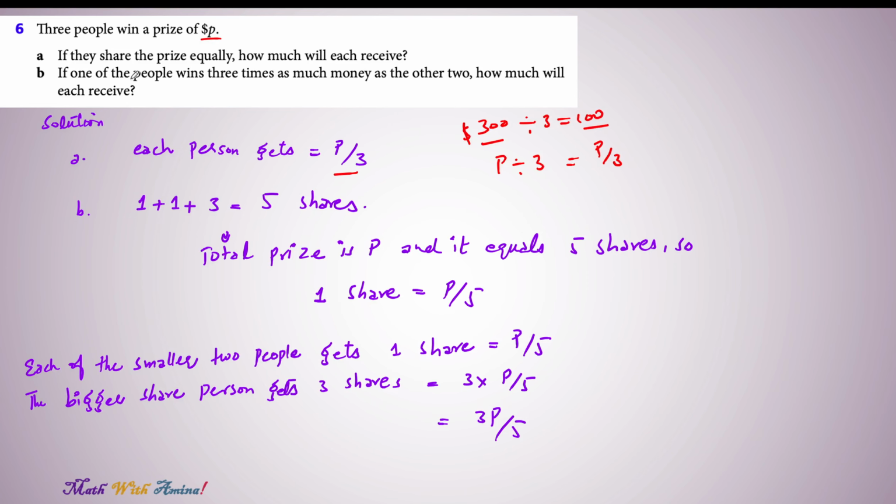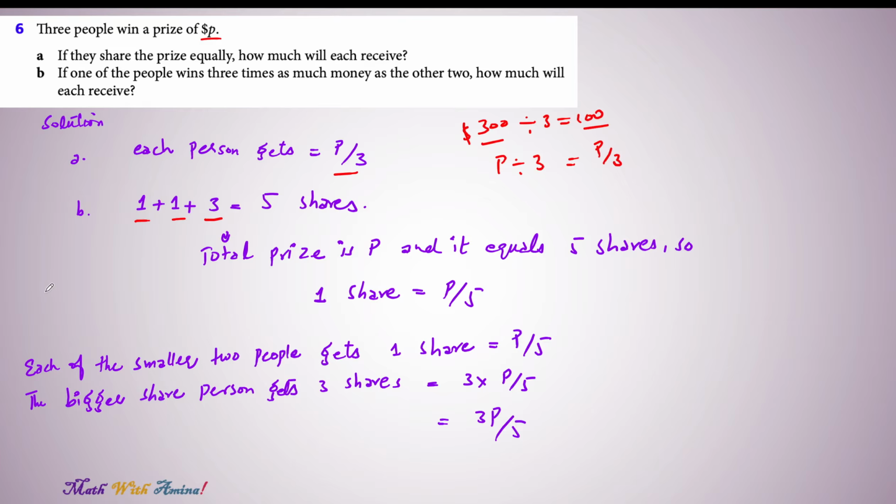The second part is, if one person wins 3 times as much money as the other 2, how much will each receive? So one person wins 3 times as much money as the other 2. This can be a little bit confusing. However, in order to make sense of it, it means that 2 people receive the same smaller amount. The third person receives 3 times as much as each of those 2 people. So it is 3 times.